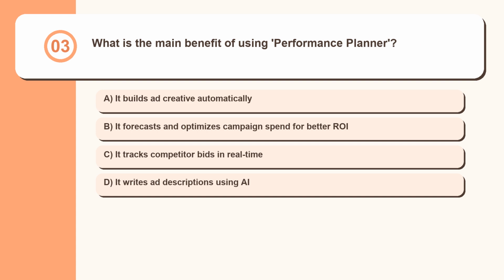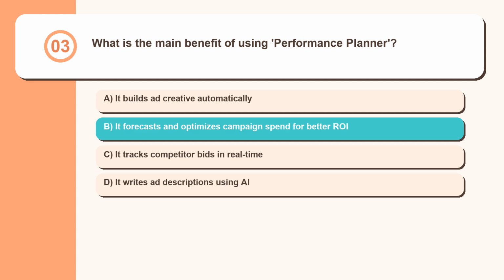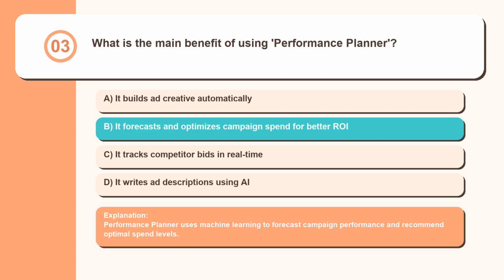Question 3. What is the main benefit of using Performance Planner? It builds ad creative automatically. It forecasts and optimizes campaign spend for better ROI. It tracks competitor bids in real time. It writes ad descriptions using AI. Performance Planner uses machine learning to forecast campaign performance and recommend optimal spend levels.